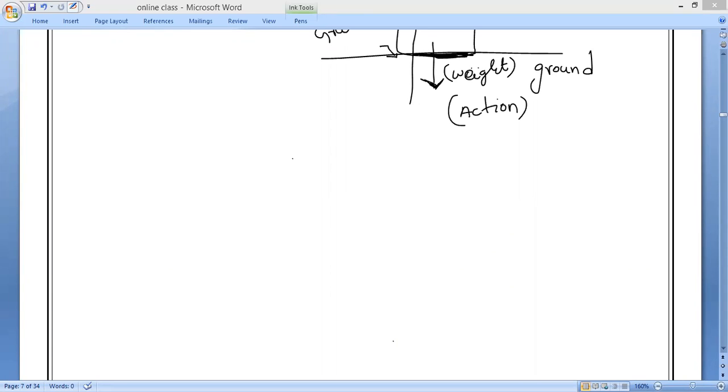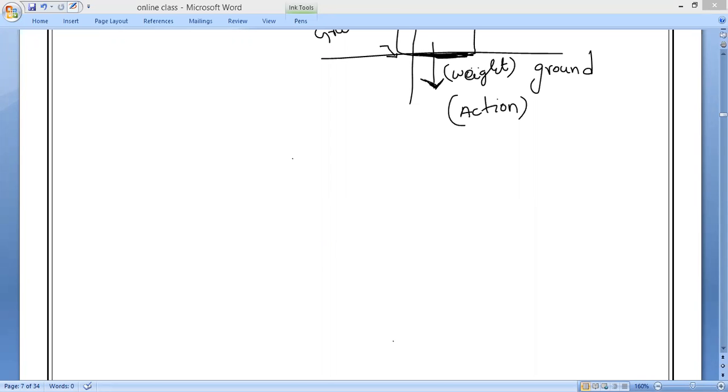Now, when a person jumps out of a boat, the boat is pushed away in the backward direction due to what, guys? Reaction only. Understand?